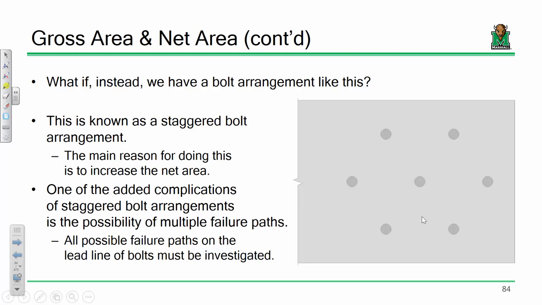Imagine taking a big old rubber band and going like this along the member. And as soon as I hit the bolts, all those bolts are the ones that occur on the lead line. That's the lead line of bolts. So let me show you a couple images to sort of explain that.